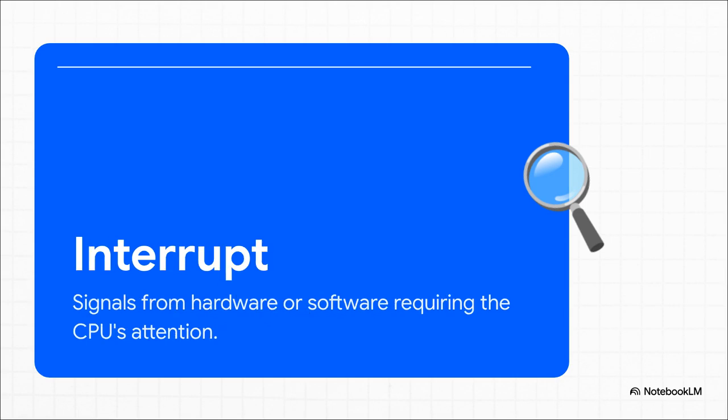What happens when the hardware needs to get the OS's attention, like right now? That's called an interrupt. When you press a key, the keyboard hardware sends an interrupt signal straight to the CPU. It's literally like the doorbell ringing in the middle of dinner. The CPU has to stop exactly what it's doing, no matter how important, and go answer the door.